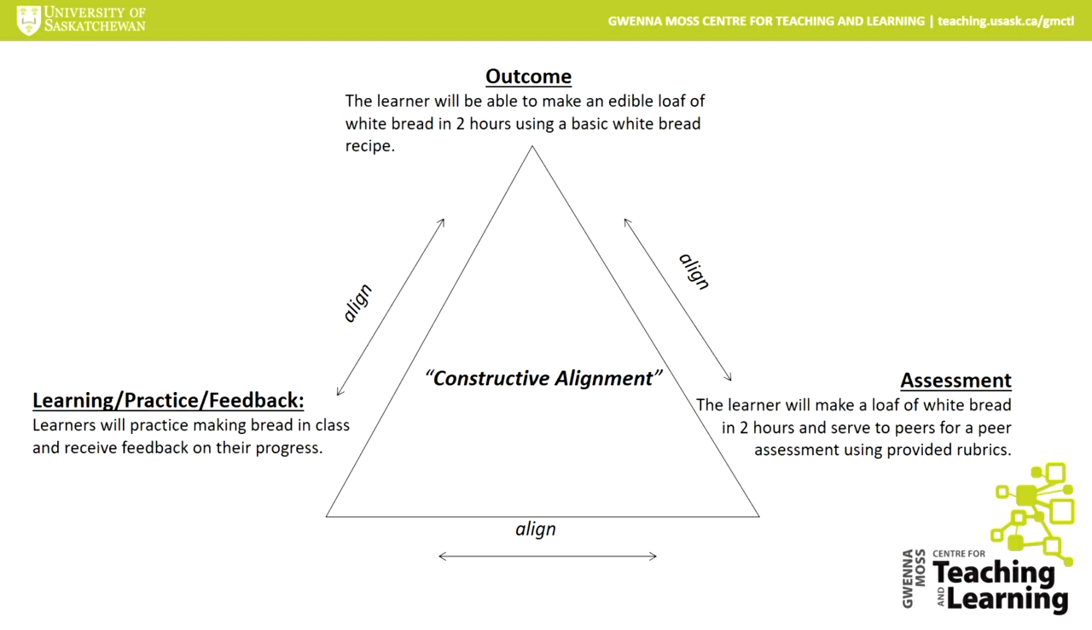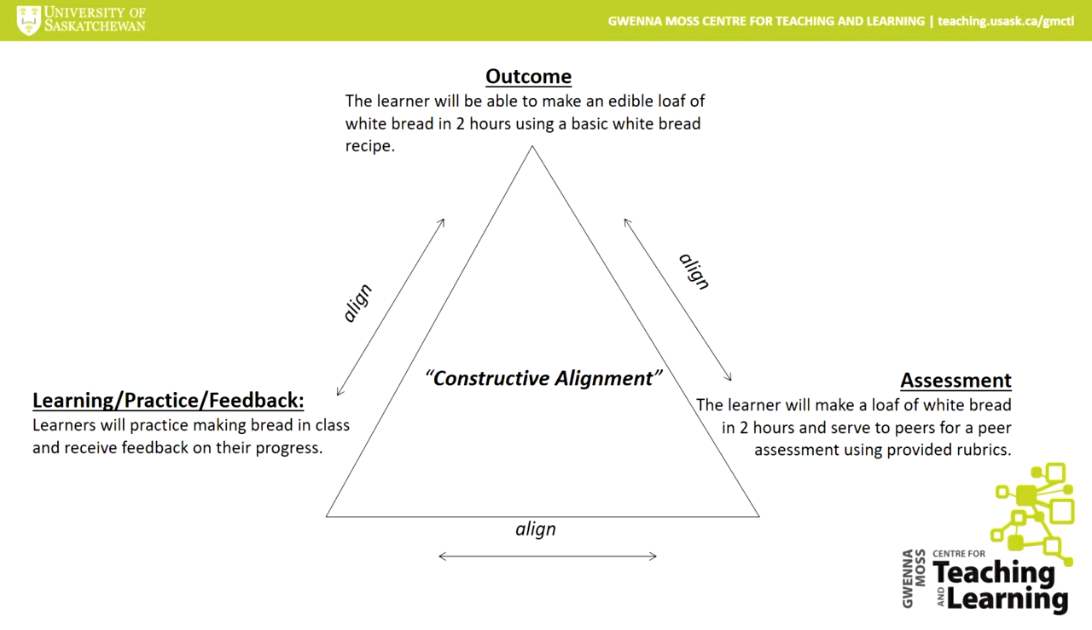Let me demonstrate what constructive alignment looks like using a basic example that I'll continue to reference throughout this presentation, making a basic loaf of bread. You can see the learning outcome is that the learners will be able to make an edible loaf of white bread in 2 hours using a basic white bread recipe. If you look at the assignment piece, it aligns directly back to that outcome.